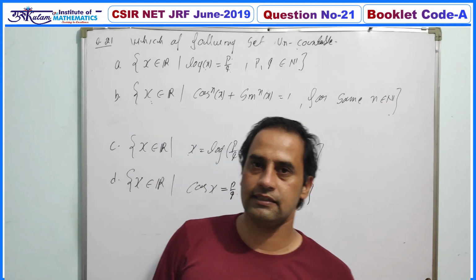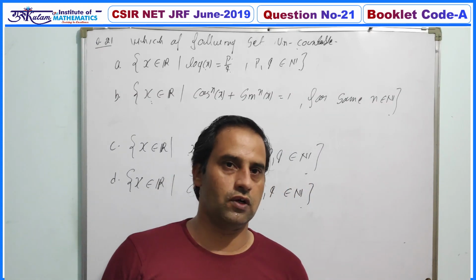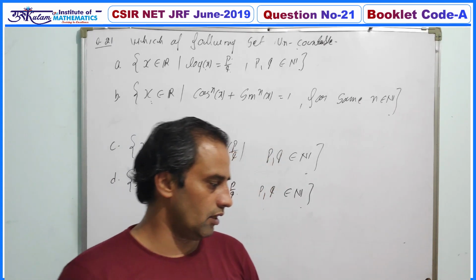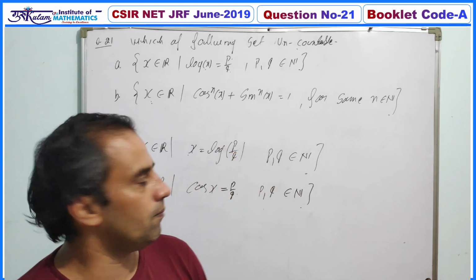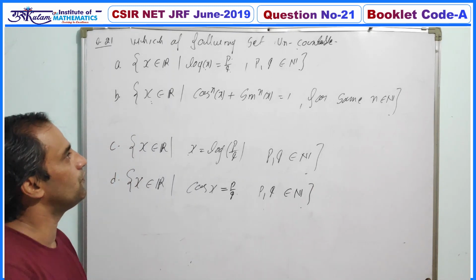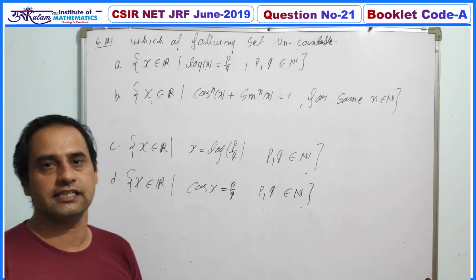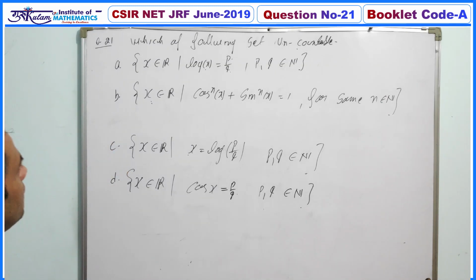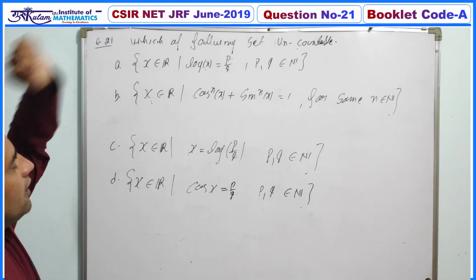Everyone, in this lecture we are going to discuss the questions from June 2019, and the question number is 21. This question is from real analysis. Basically, we have to identify whether the given set is countable or uncountable. So let's start with the question. Which of the following sets is uncountable?